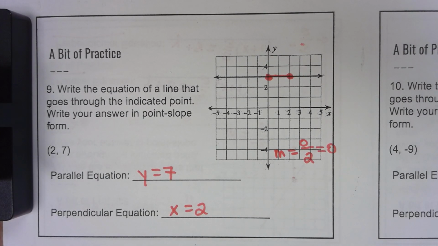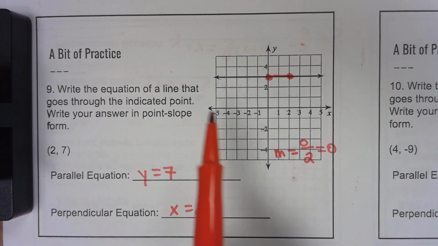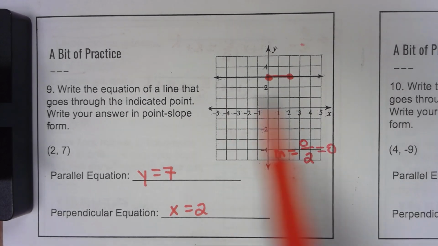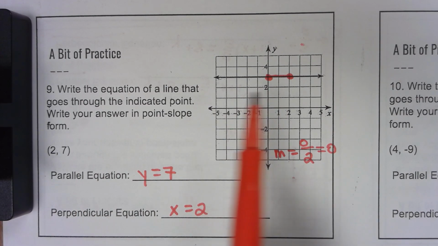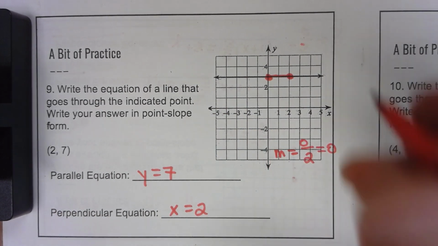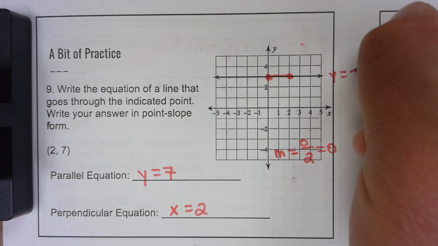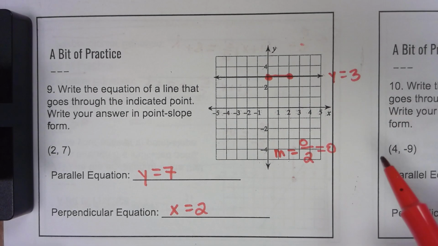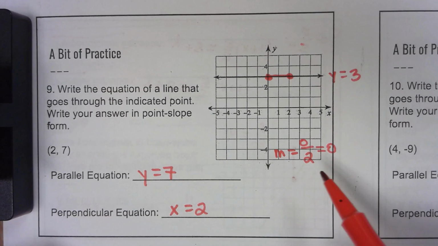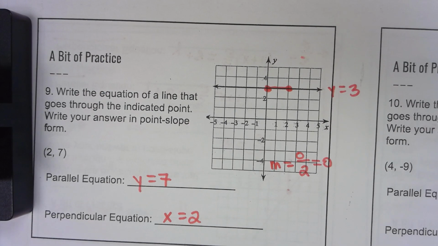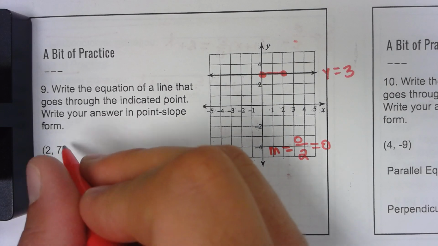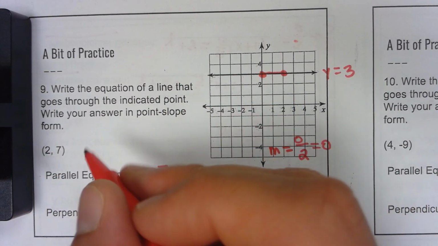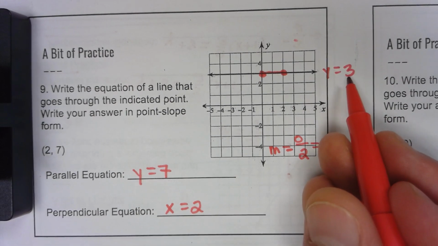Okay, so number 9 is a little odd in that we want to pass through (2, 7), but our parallel line is just going to be another horizontal line. And so if it's going to pass through (2, 7), we need to remember, and it might actually help to write the equation here. This equation is y equals 3. For it to be parallel, it still needs to have a slope of 0. Well, for that to happen, it needs to be another horizontal line. And for a horizontal line to pass through (2, 7), we need the y-coordinate of 7 to stay the same. So the parallel equation here is y equals 7.